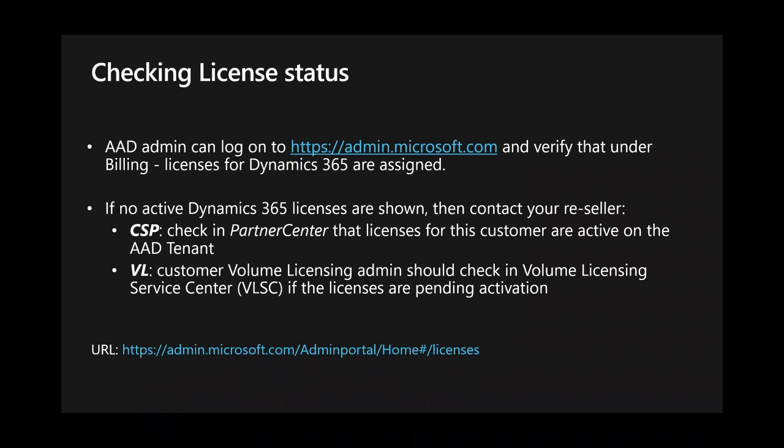It's easy. You go to admin.microsoft.com, go to billing, go to licenses, and then you can find what kind of Dynamics 365 licenses are assigned at your tenant. If you don't see the licenses in Admin Center, then you should contact your license resellers, and they will need to investigate the issue here.